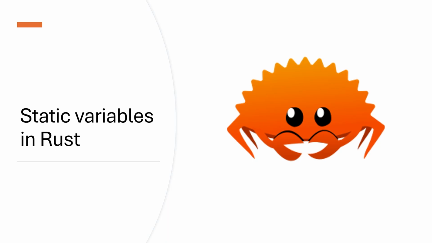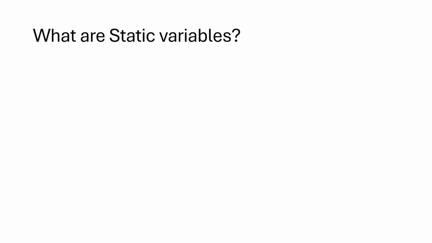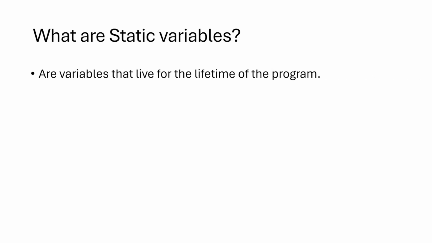So in this video, we're going to start talking about static variables in Rust, what they are, and how and when we should use them. So firstly, what are static variables? Well, essentially, they are variables that live for the lifetime of the program. Unlike other variables that we've seen so far, which pretty much live for the lifetime of a stack frame for when we call a particular function, static variables live beyond stack frames and everything else.